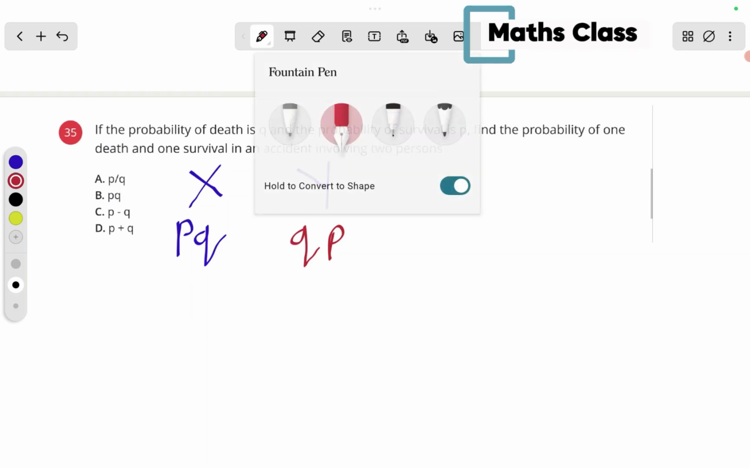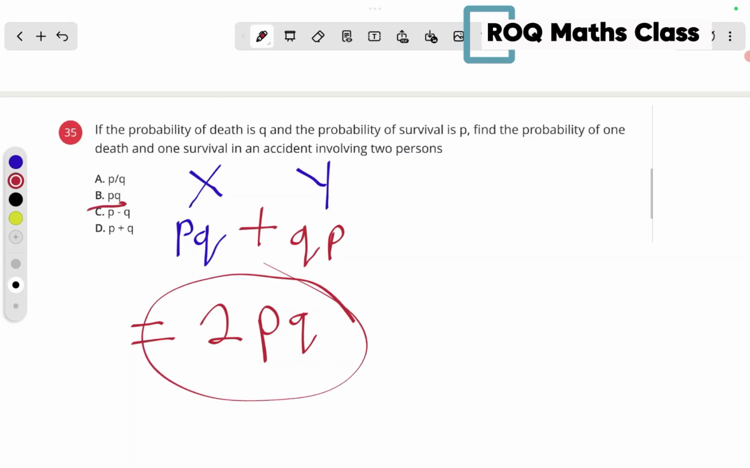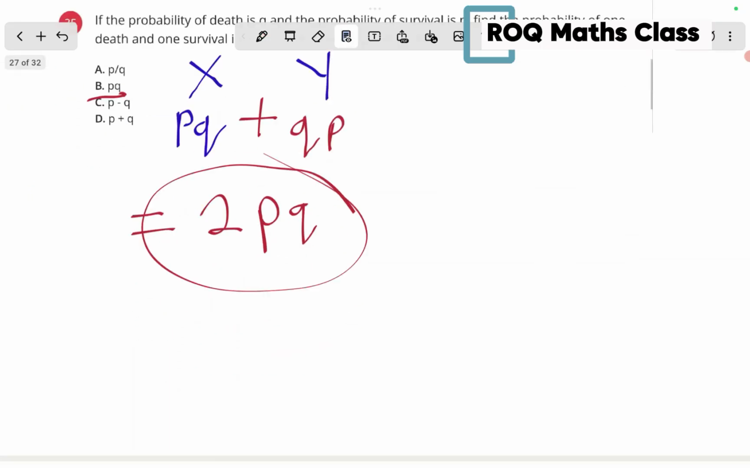Then what I'm going to do next, you add the two together. If I add these two together, I'm going to have 2PQ. Now looking at the options, you have to always go for the closest option to your correct answer. If you look at this, the closest option is B, because from the options, we don't have this particular answer. Let's move to question 36.